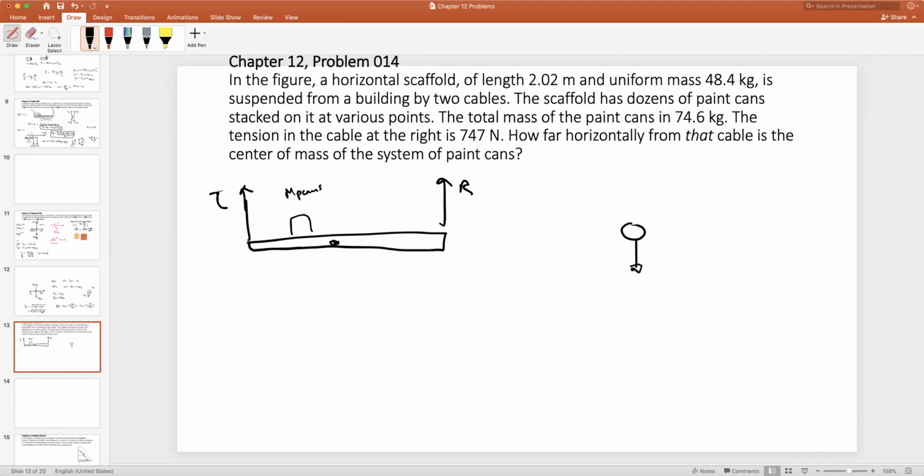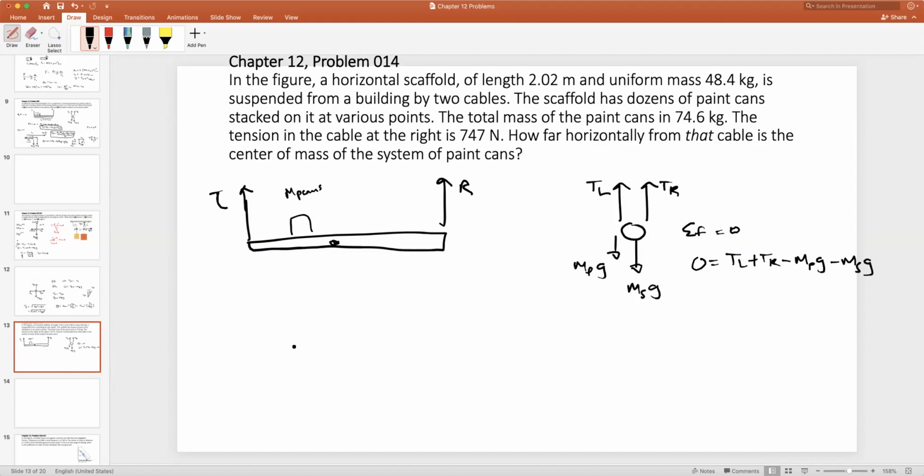So we have the weight of the scaffold, the mass of the scaffold times g, and we have the weight of the paint cans, and then we have a tension on the left and a tension on the right. So the sum of the forces are only in Y, they're equal to 0. So 0 is T left plus T right minus M paint cans g minus M scaffold g. Okay.